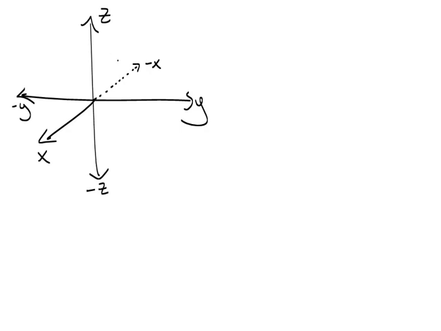What you have to remember is what we refer to as the right hand rule, which says this: if you take the fingers of your right hand and curl them from the x-axis to the y-axis, your thumb should be pointing in the direction of the positive z-axis.